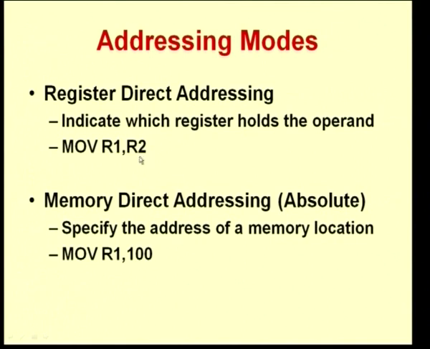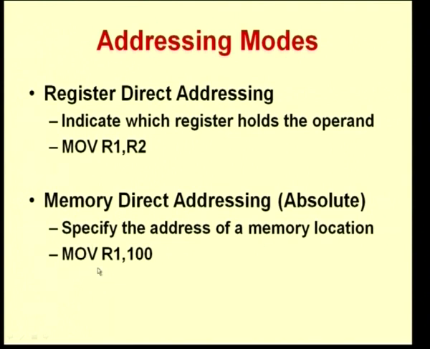So, what would happen here? Here we specified the register number. Similarly, when we say memory direct addressing, we will be directly specifying the address of a memory location. We refer to this as direct addressing, or sometimes absolute addressing, because we are actually specifying absolute memory addresses.